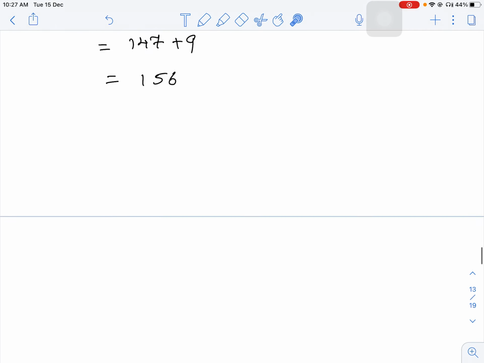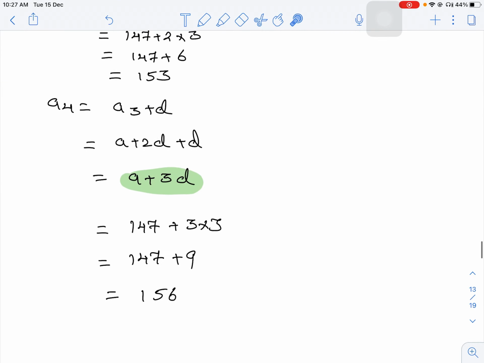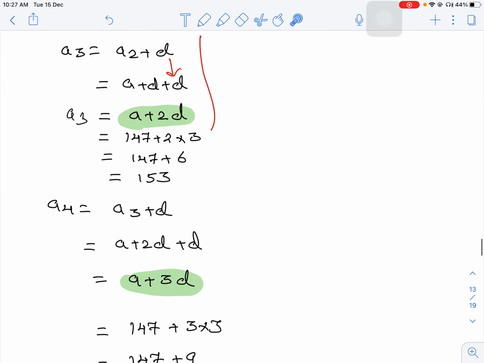But before making that general formula, we can see that when we were having A3, we wrote it as A plus 2D. That is, here 3 was there, so 1 less than this 3, that is 2, so we have written here 2D. Here it was A4.